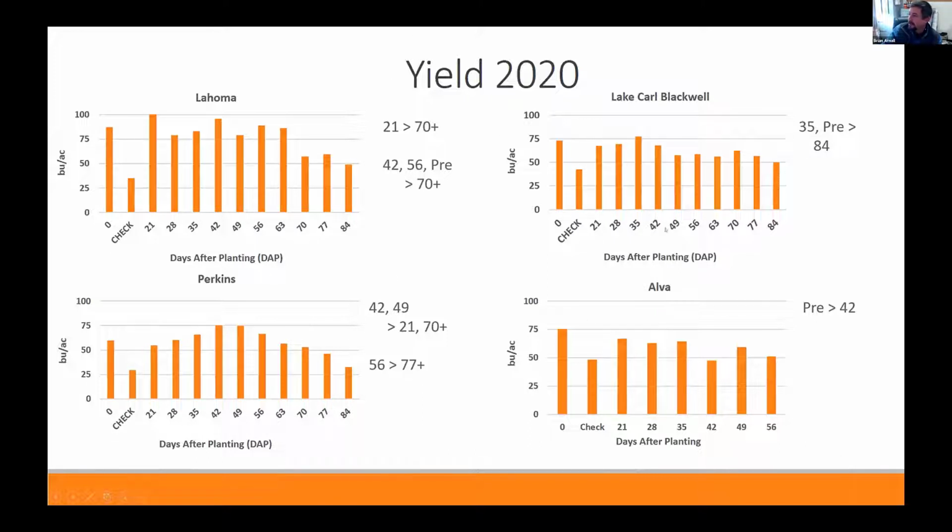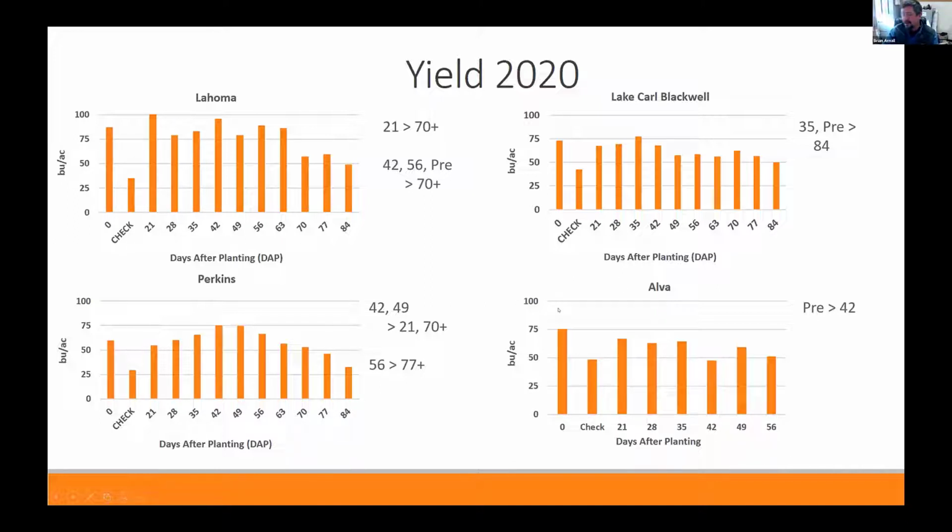At Lake Carl Blackwell, at that location, we had lower yields and poor stands, but we see around that 42 day time frame, we start losing yields, although it's not statistical. This Alva, this last location, we'll throw that out there, that was double crop, and after this date right here, it stopped raining.